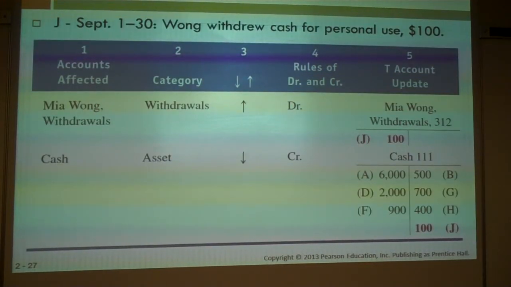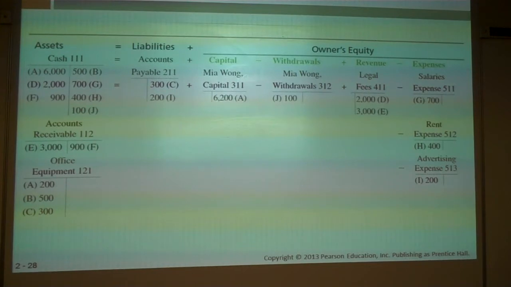Long withdrew cash for personal use. Withdrew cash. What did we do to cash? Debit or credit? Credit. And the account that goes with the withdrawal is called withdrawals. That's what the T accounts look like.